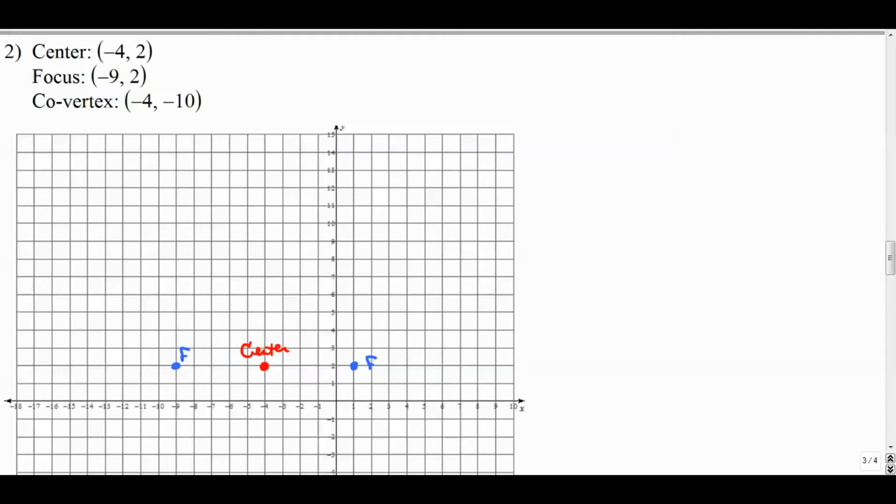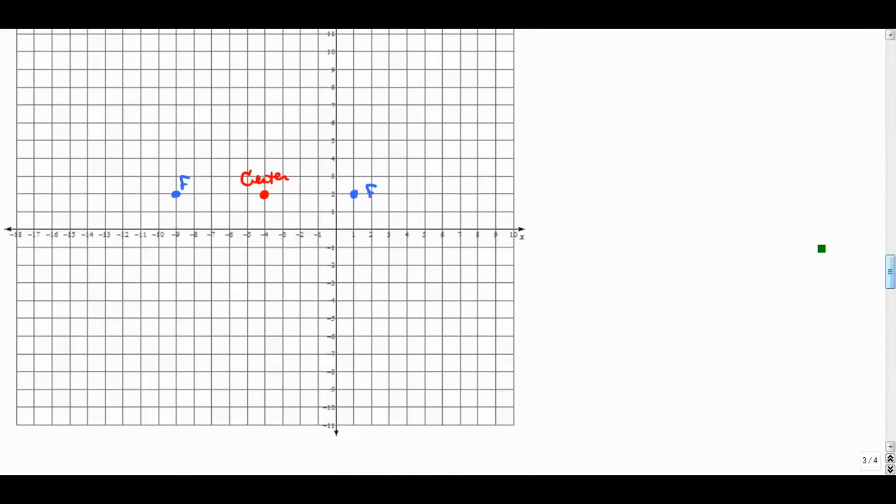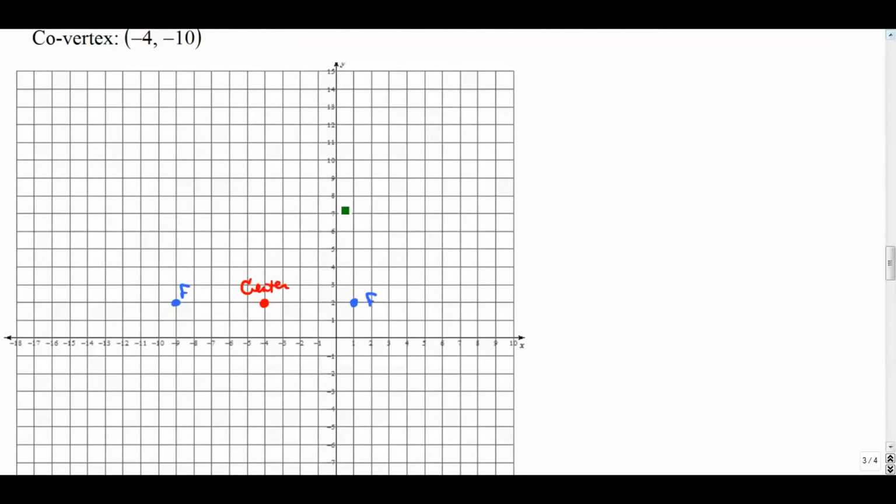One of the co-vertices is negative 4, negative 10. So that's going to go all the way down here. This is one of our co-vertices. That distance is, my gosh, 12 units. So I need to go up 12 from my center. Up 12 is going to be up here to 14.